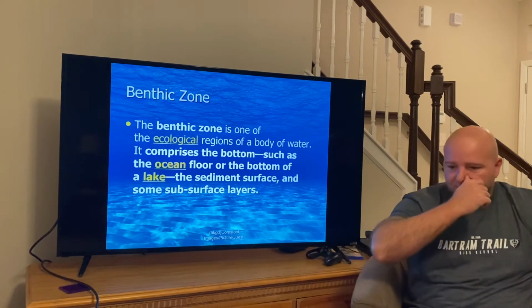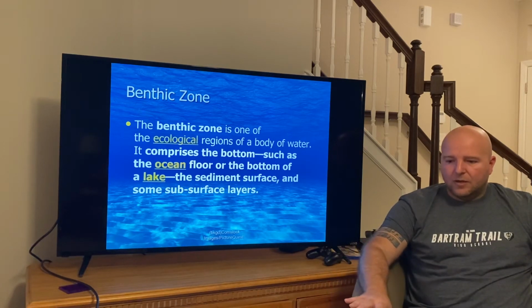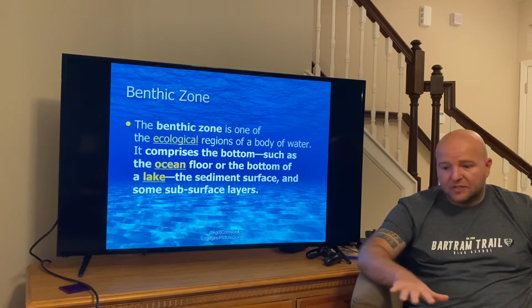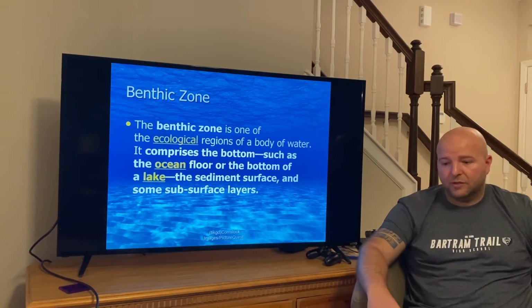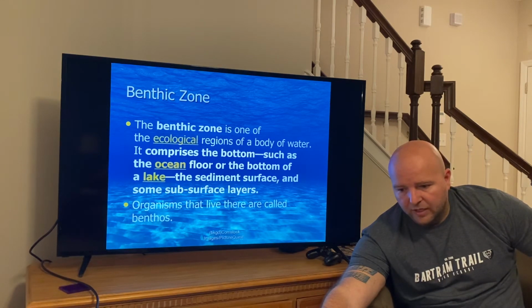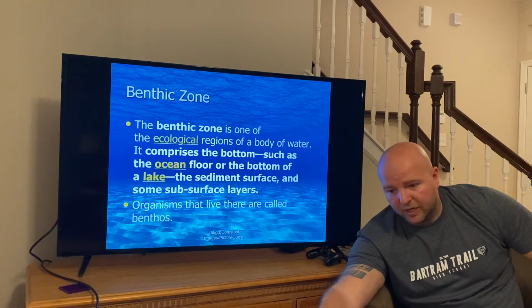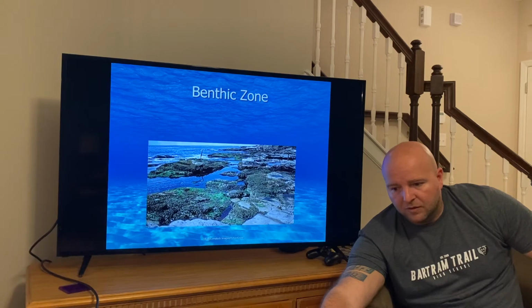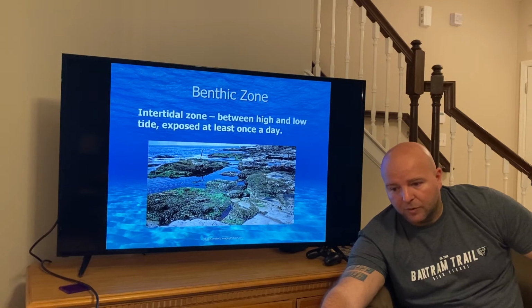And then we have our benthic zone. This is an ecological region of a body of water that comprises the bottom, such as the ocean floor, the sediment surface, or the top of the sediment, but then also sublayers underneath a little bit as well. And then we already have this, but animals, organisms that live there are referred to as benthos. An image there, where you would have some things like crab and sea cucumber.